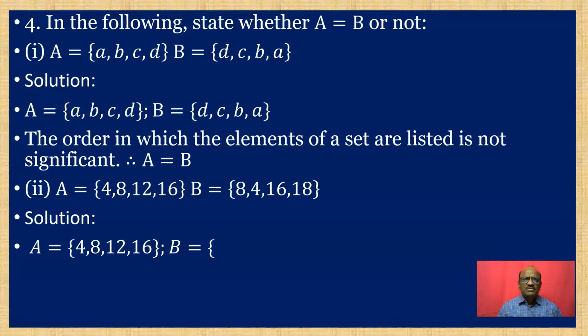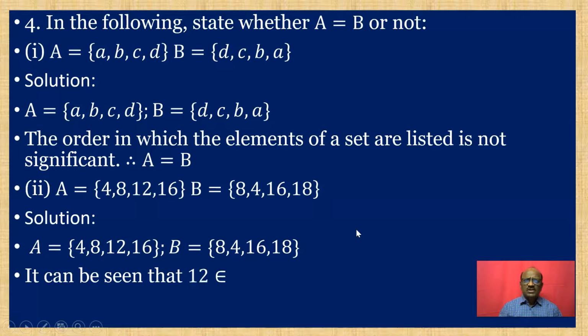Next, A has 4, 8, 12, 16, and B is 8, 4, 16, and 18. These two are not equal because B has 18, A does not have 18, and therefore these two are not equal. 4, 8, 12. 12 is not also in B, and you can determine it. These two sets are not equal. It can be seen that 12 belongs to A and 12 does not belong to B. Therefore, A is not equal to B. Next.